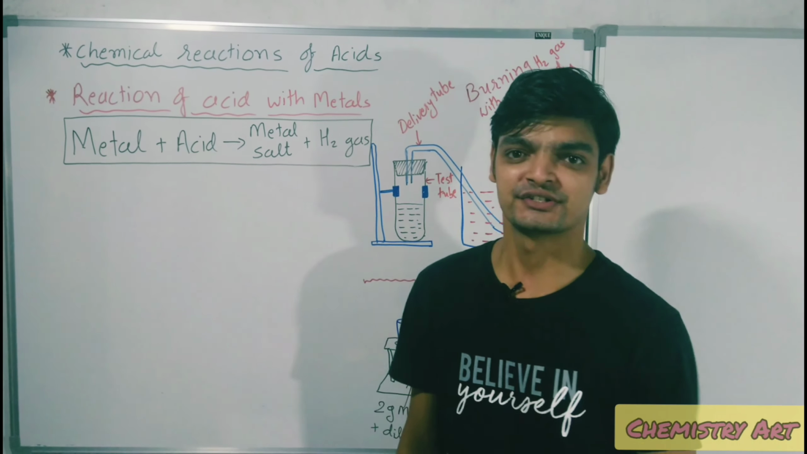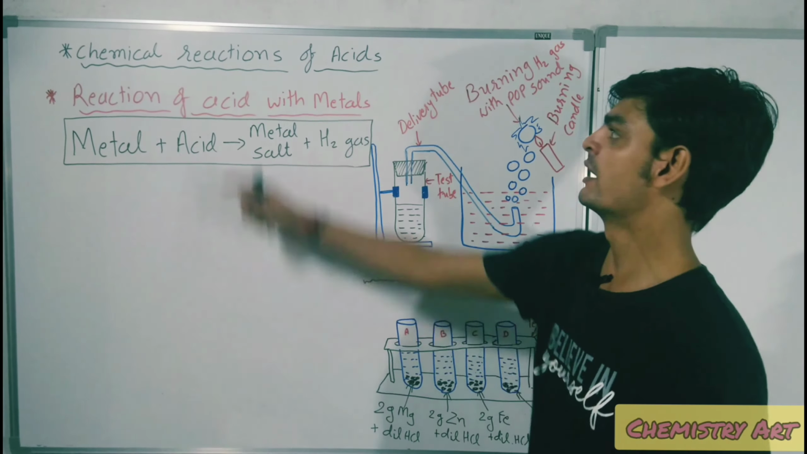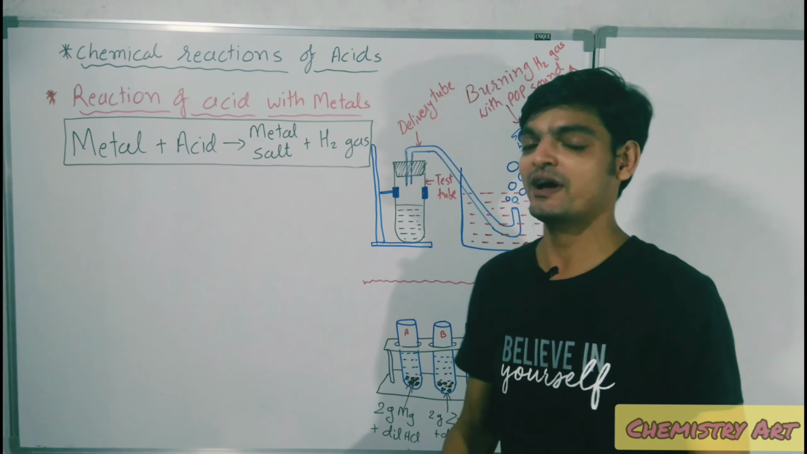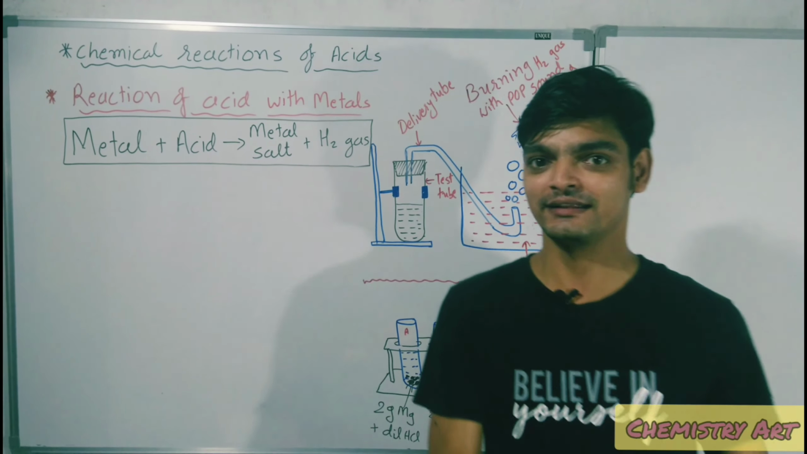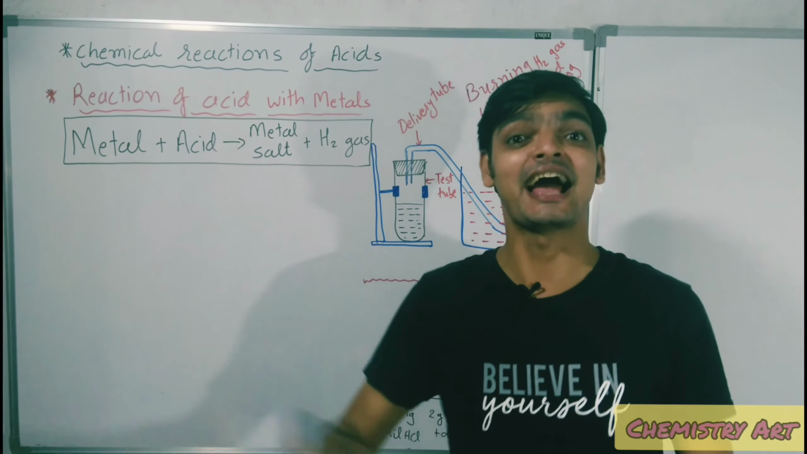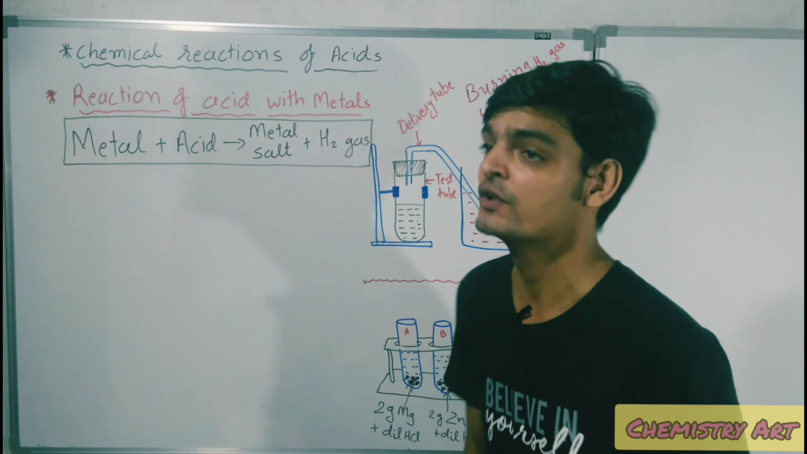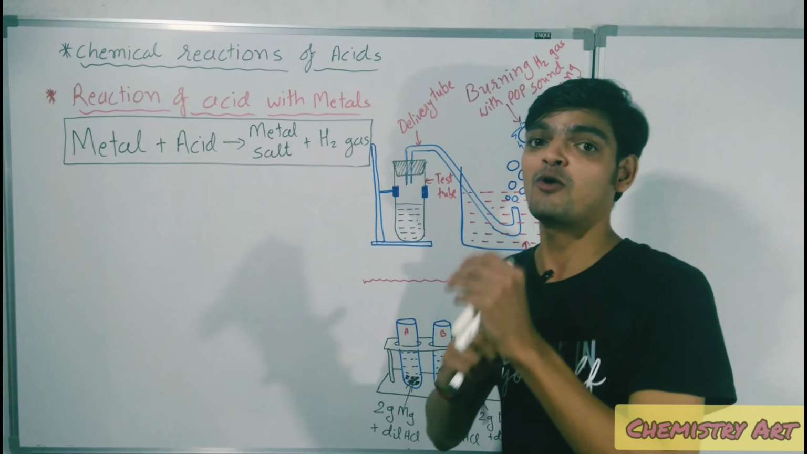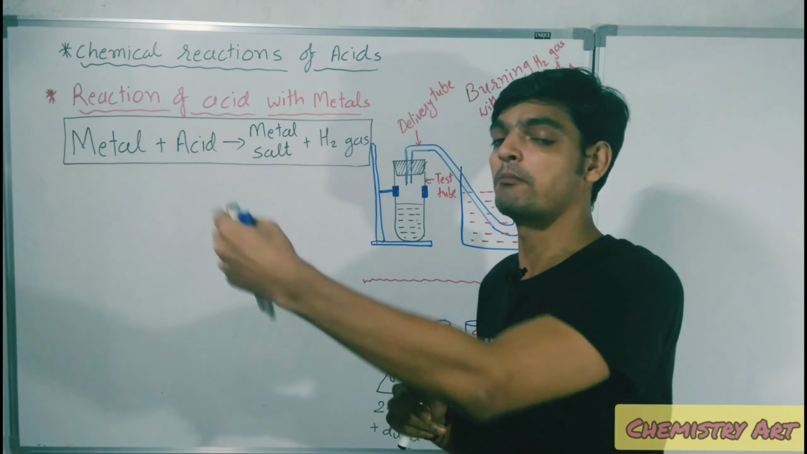Okay, so friends, today we are going to discuss the chemical reactions of acid. As we know, what is an acid? Generally, the common definition we use is that a compound which releases H+ ions is known as an acid. Okay, so today we are going to discuss the chemical reactions, how acids react with other compounds.